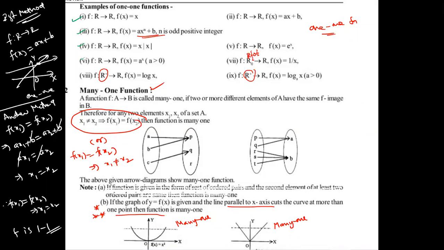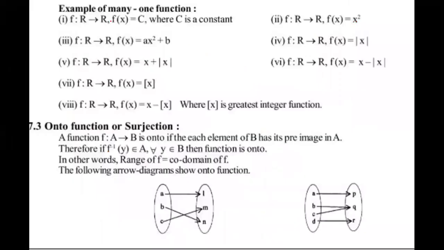Okay. Next one. Thank you, Jitesh. Finally, these are the examples of many-one, dear students. See, f maps R to R, f of x is equal to c. This is called a constant function.